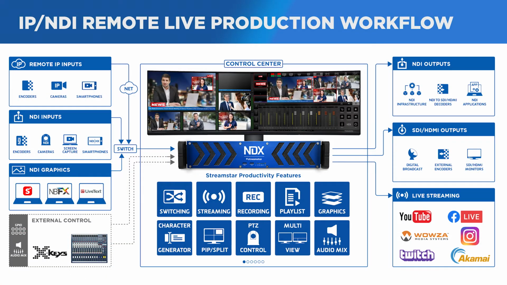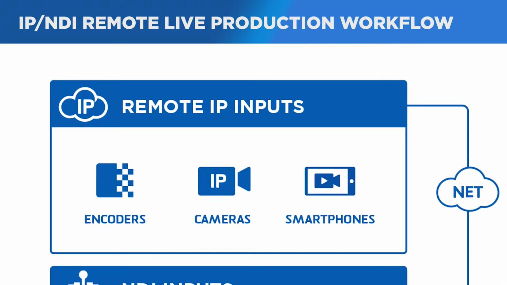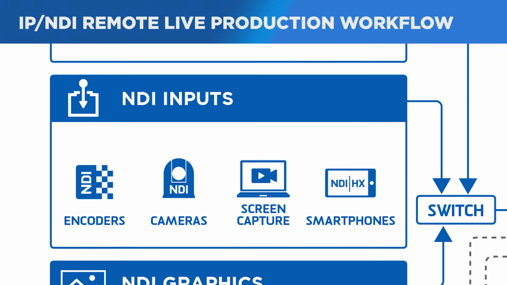So let's get started. This diagram shows the entire remote production workflow. On the right are the inputs. The sources are either remote IP inputs or local NDI inputs. Remote IP inputs are video signals from remote devices like encoders, cameras, or smartphones that produce a video stream, which is transported via the internet. Local NDI inputs are video signals from devices that produce an NDI signal, which is transported via a local area network. Those can be encoders, NDI cameras, screen capture applications, or smartphone apps.